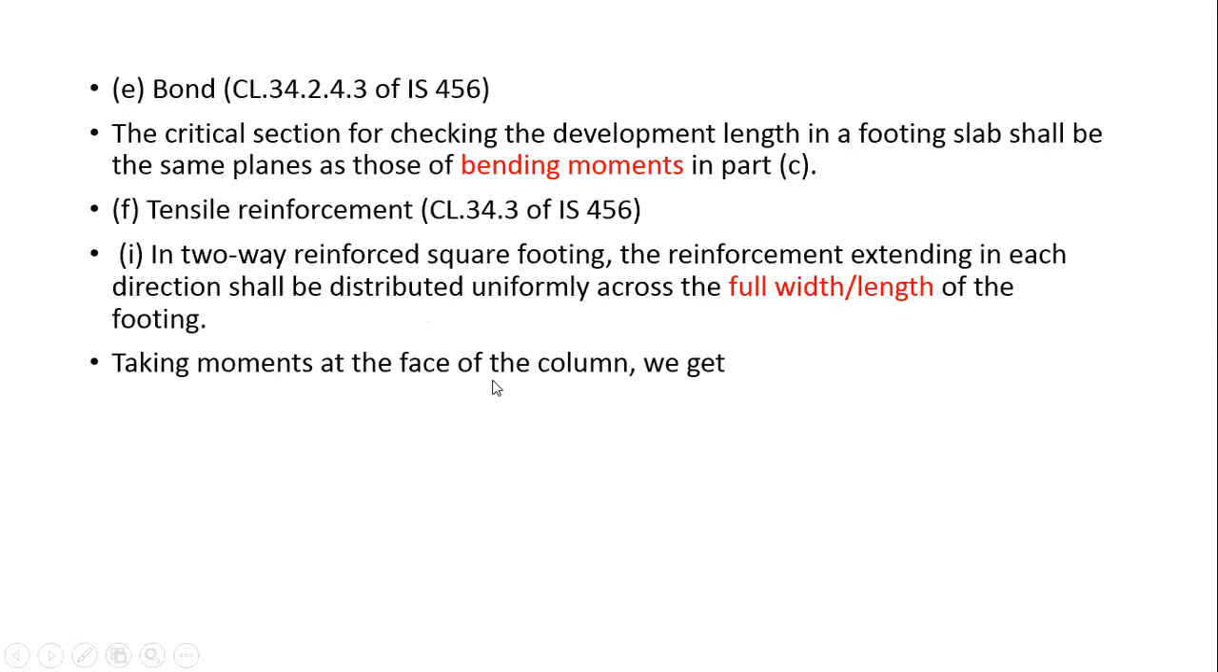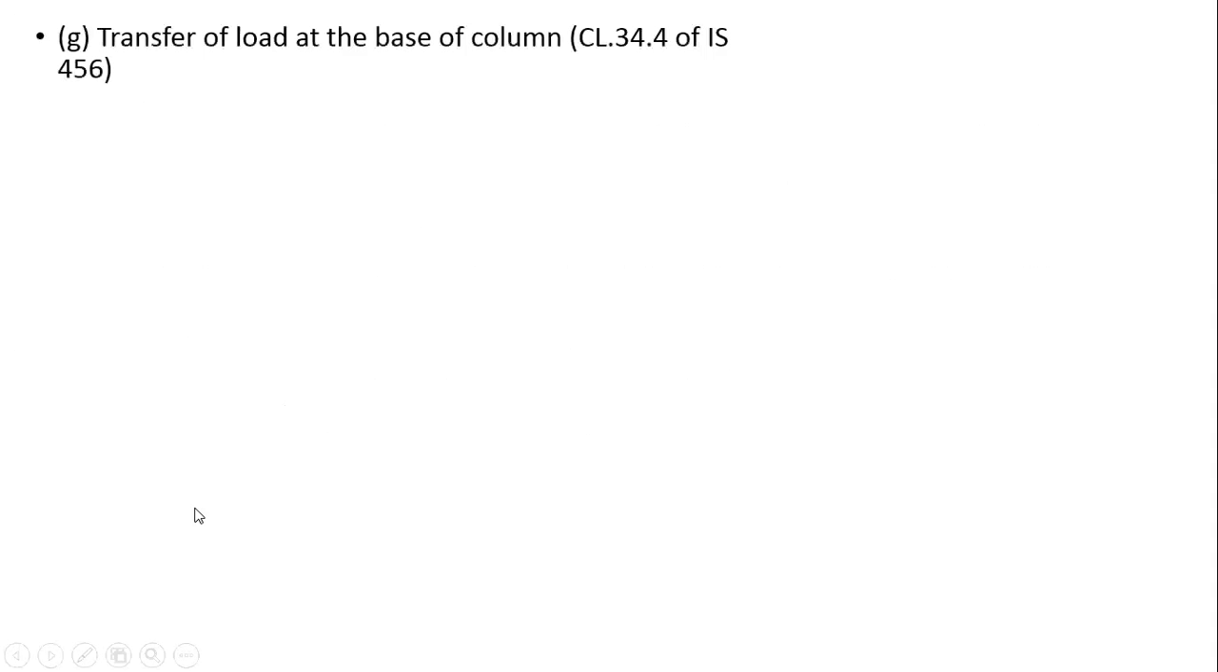Now, taking moment at the face of the column, for this criterion, you get Mu is equal to Qu B by 2 times (B minus C1) by 2, whole squared. So finally, you will get this equation. Qu again is the upward soil pressure, B is the width of the footing, C1 is the side of the column. So using this relation, you have to calculate the moment.